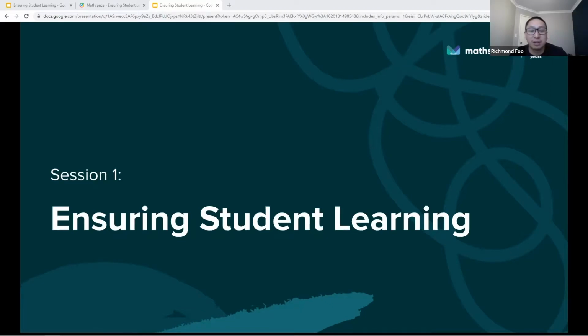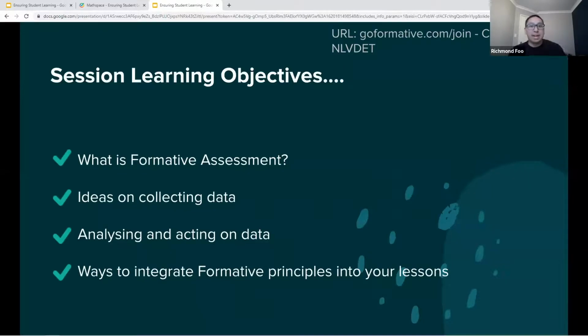Very, very thankful and grateful for everyone joining us today to talk about how we can better improve the results and the learning for our students. What we're going to be going through today is one of the pillars that MathSpace is built around, which is formative assessment. So hopefully out of this section, you'll be able to know what it is, how we do it, and what are some nice and easy ways to integrate these principles into your lesson.